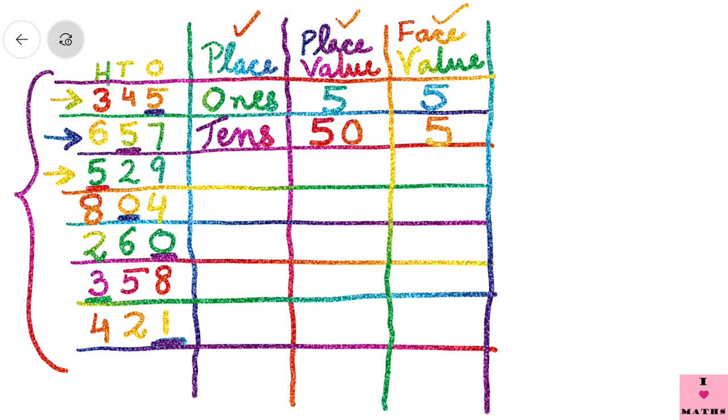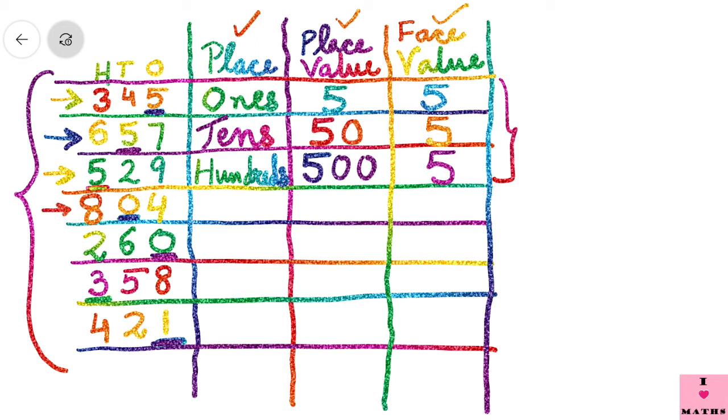In this number 529, 5 is at hundreds place. So for place, we will write down hundreds. And since it is at hundreds place, its place value is 500. So I have written 500 in place value, and again its face value is 5, because in all the three numbers 5 looks like this only.